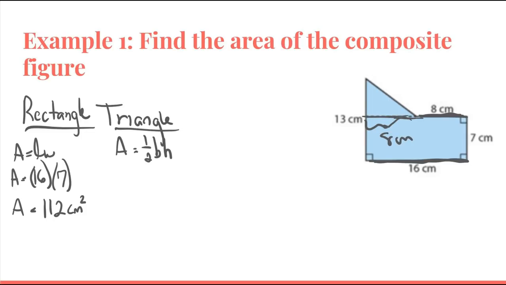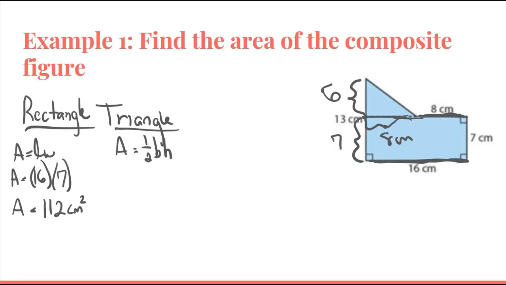The height, well, if this part here is 7 and the entire thing from top to bottom is 13, that means this part here has to be the rest of it. Okay, so 7 plus something gives me 13. Okay, and I should be able to figure out that that is 6. So now I have all the information I need to find the area of my triangle.